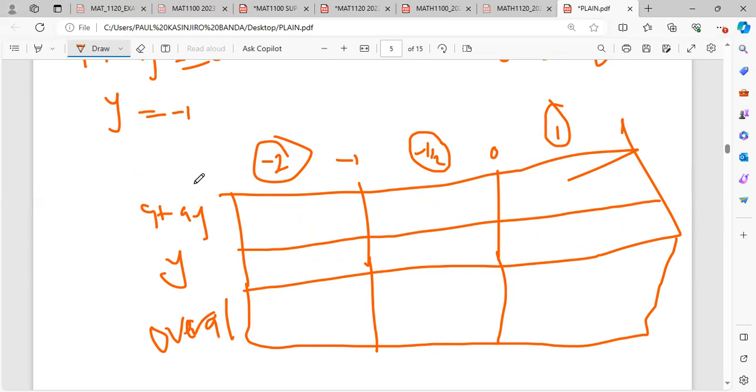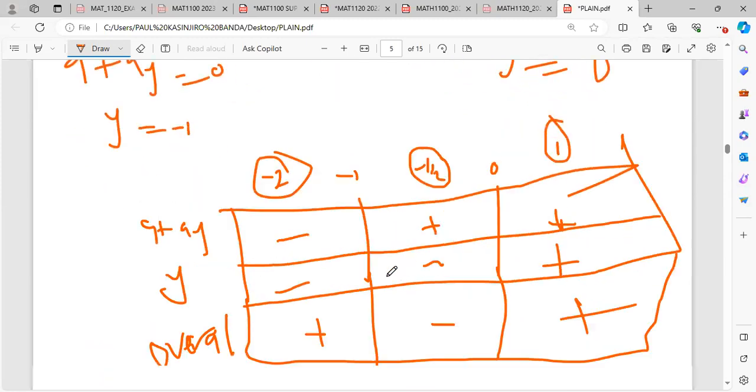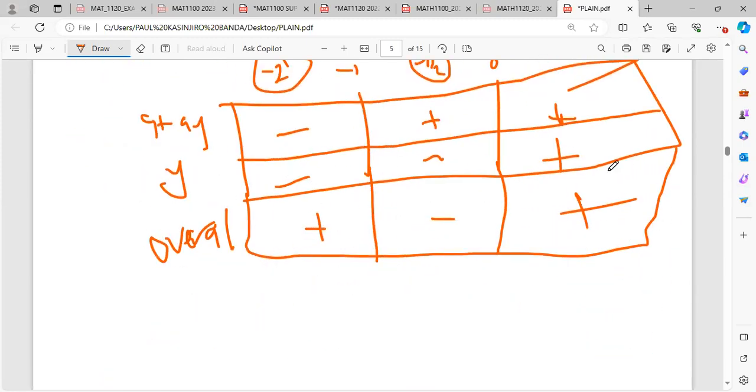If I put minus 2 there, I'm going to get 9 plus minus 18, so that is negative, and y is negative, so the overall is positive. Minus a half gives plus on the top and minus on y, so minus. Then 1 gives plus, and y again plus. Meaning my overall signs are plus, minus, plus. Remember this inequality is greater than or equal to, so my interest is where I have positive signs.